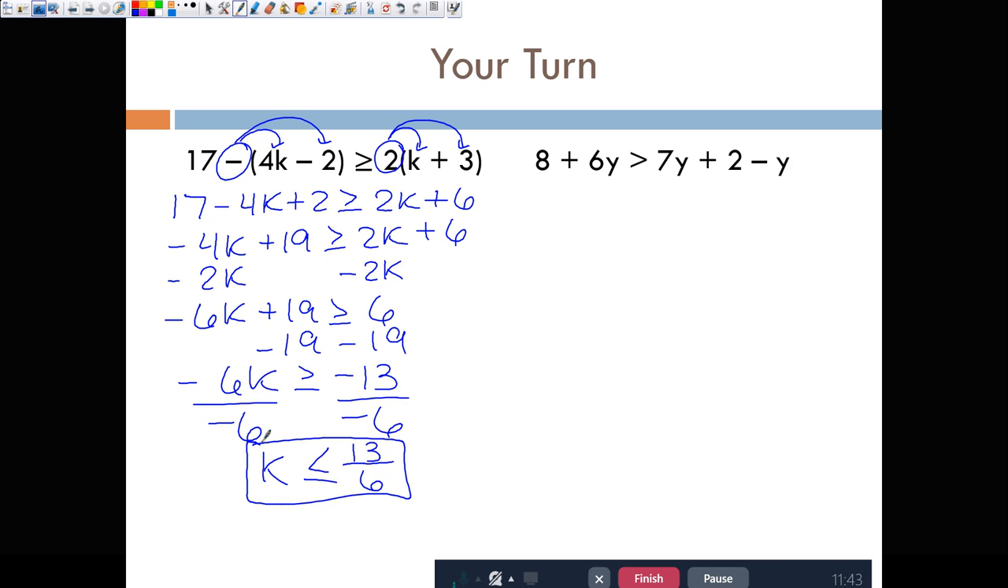And then when we graph it, you could just divide and then figure out where that would be on your number line. However, I want our answers in fractions.